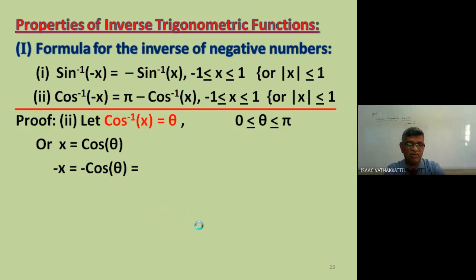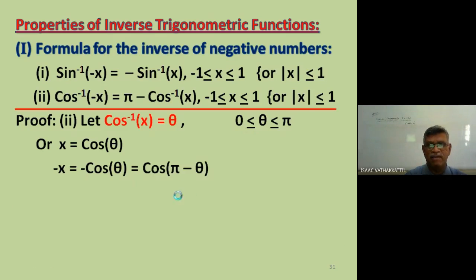Let cos inverse x equal theta, so that x equals cos theta. Of course, theta will be between 0 and pi. Minus x equals minus cos theta. But minus cos theta is not cos minus theta, because cos minus theta is cos theta. If we want minus cos theta, as I mentioned earlier, we have to look into cos of pi minus theta. So minus x equals cos of pi minus theta, because we know cos of pi minus theta is minus cos theta.